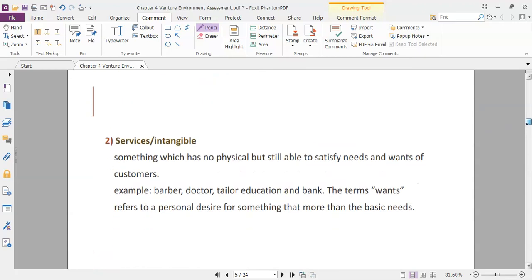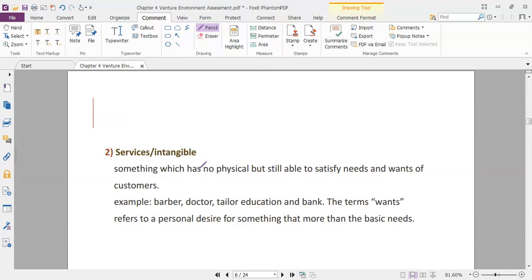And then what are the needs is service or intangible, something which has no physical form but is still able to satisfy the needs and wants of customers. For example, the service of cutting your hair, barber, medical services, education services, tailor, bank. The term want refers to a person's desire for something.